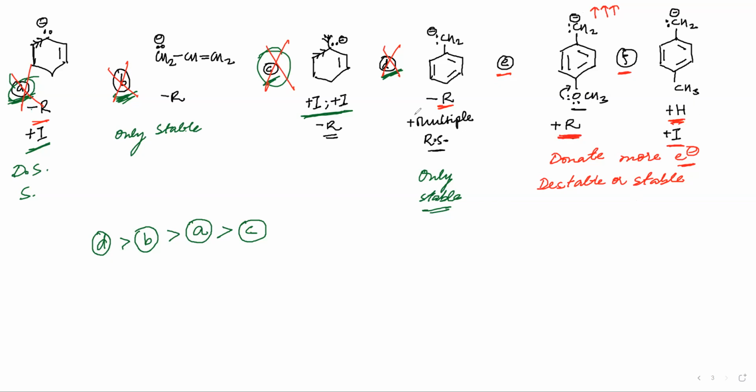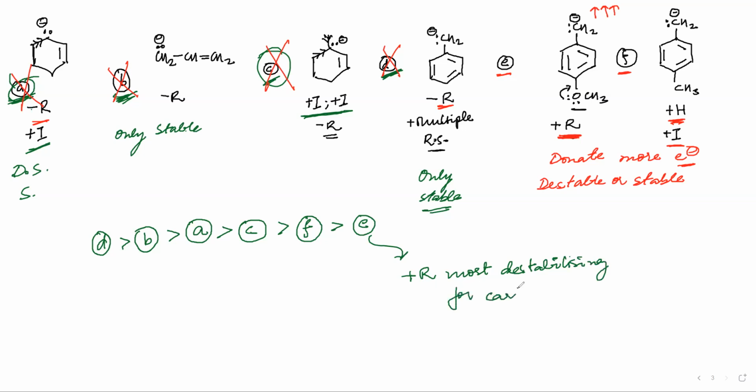So I have to put F first. Then I have to put E, because E has plus R, which is most destabilizing. And also remember, it is most destabilizing for carbanion. Now this has plus H plus I. It is destabilizing, but in a lesser amount than plus R.